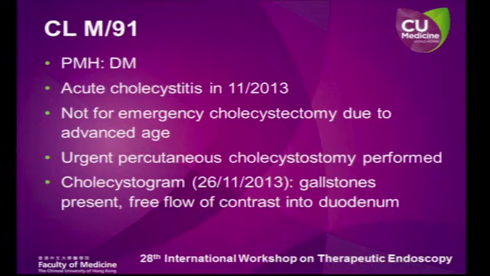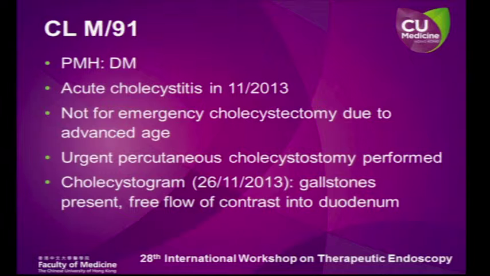The next patient is a 91-year-old gentleman who had diabetes. He suffered from acute cholecystitis in November this year. Emergency cholecystectomy was not performed at that time because of advanced age. Urgent percutaneous cholecystostomy was then performed.